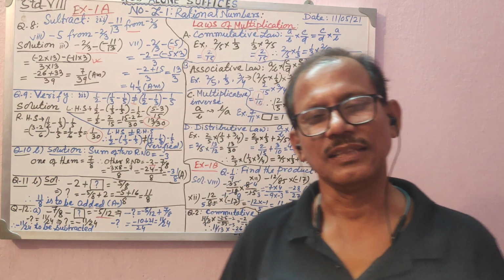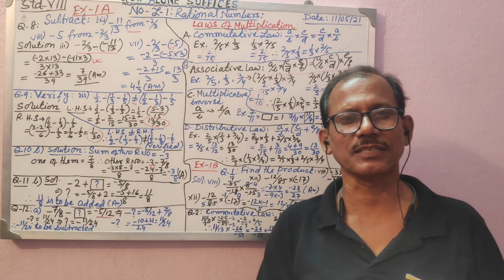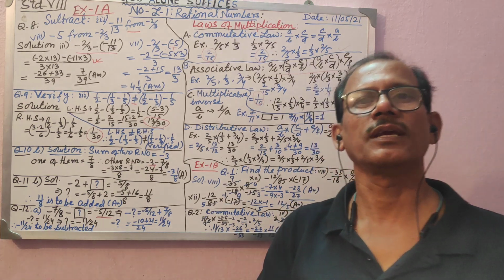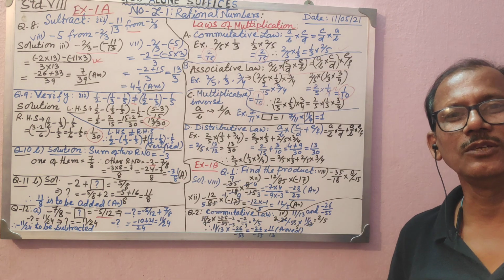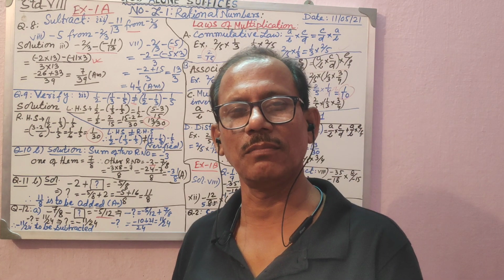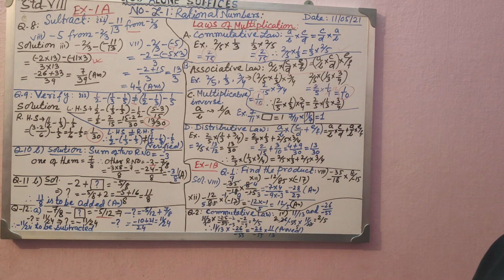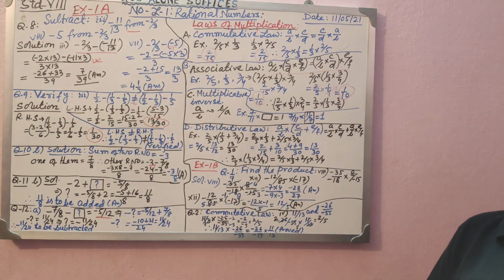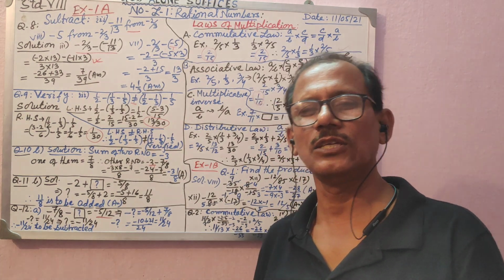Could you understand? For additive inverse, you are adding some rational number so that the sum becomes 0. For multiplicative inverse, you need to multiply some rational number with the given rational number so that the product will become 1. Multiplying any rational number by 0 will always be 0. Multiplying anything by 0 will be 0.